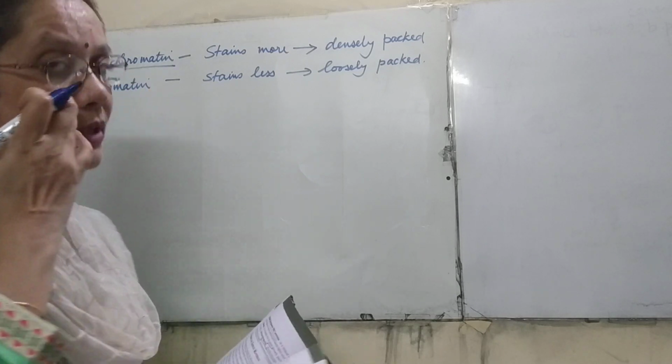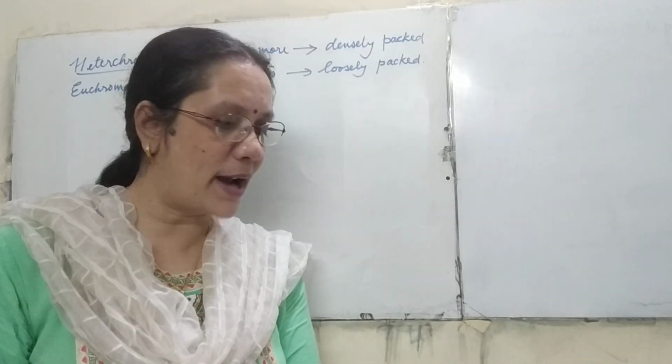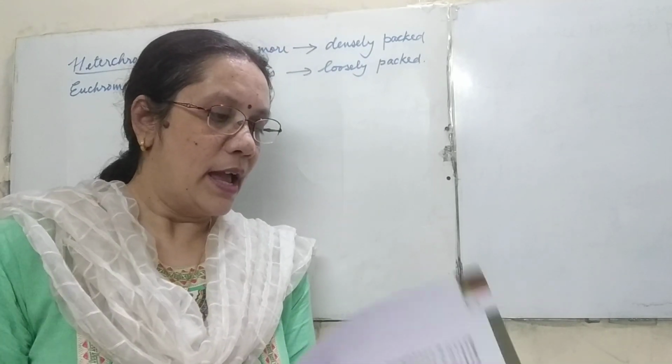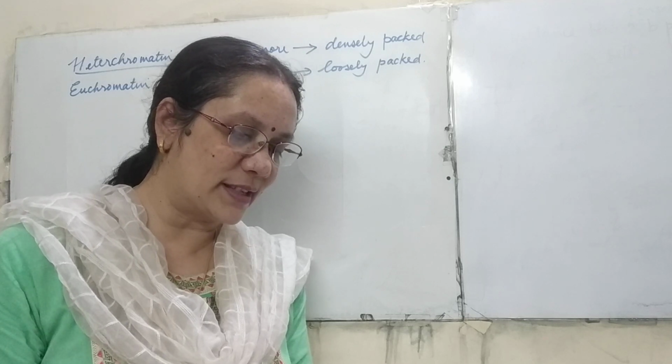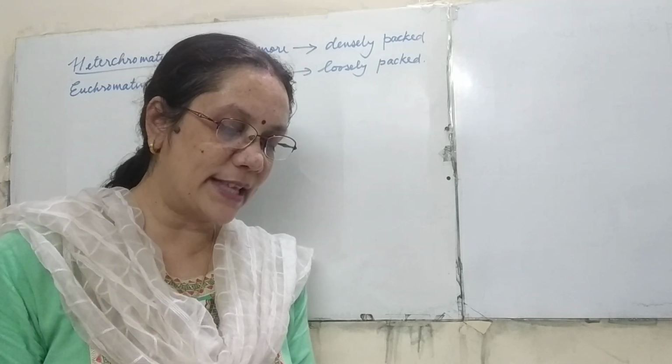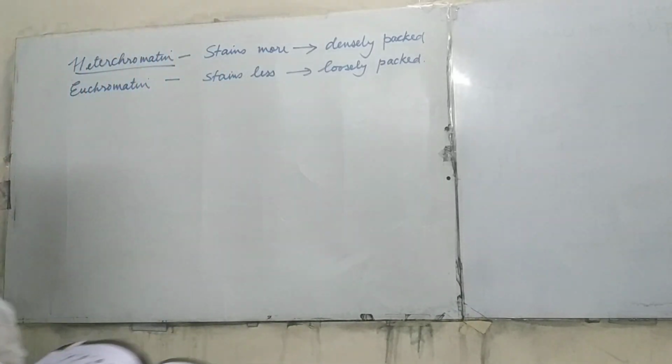So these are some of the terms often asked. What is the difference between euchromatin and heterochromatin? Okay, and in your NCERT book also it is written a typical nucleosome contains 200 base pairs of the DNA helix. So I would like to correct myself here.